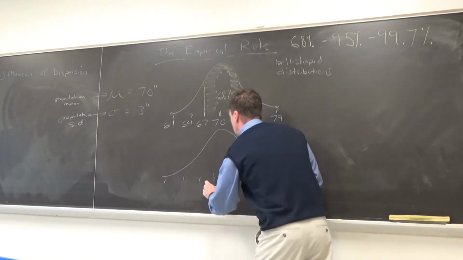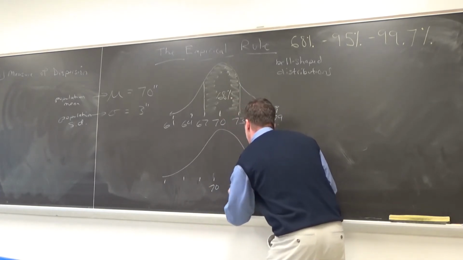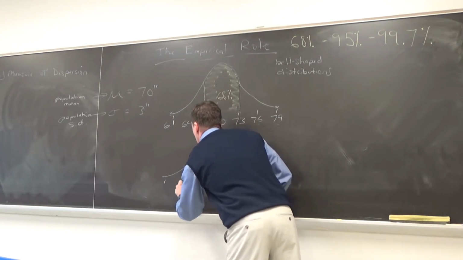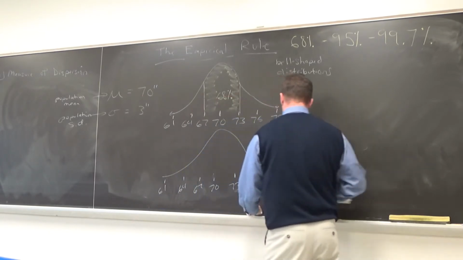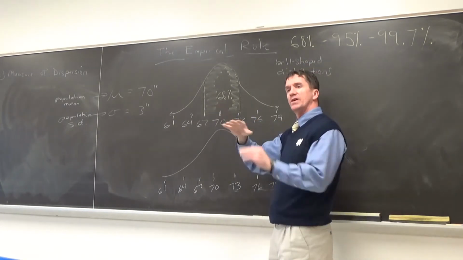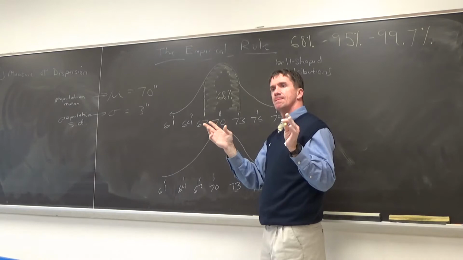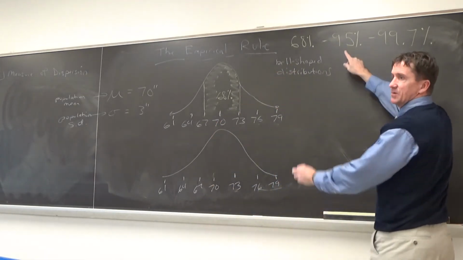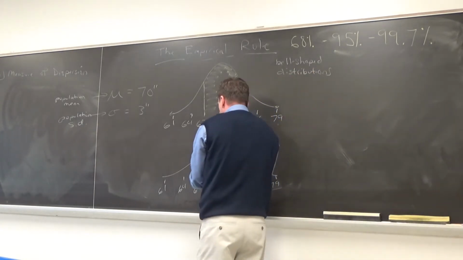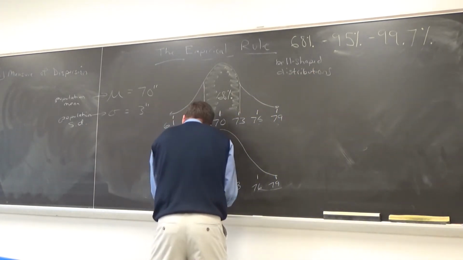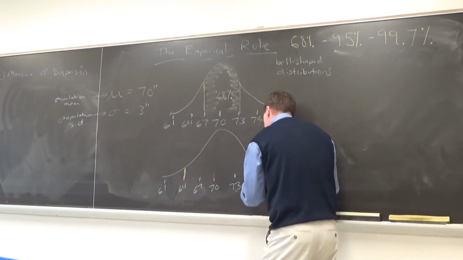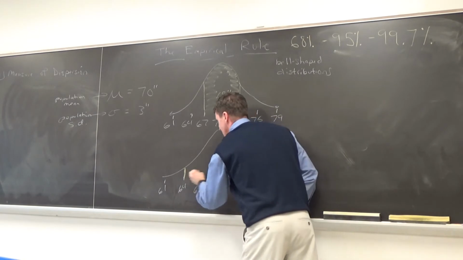There's my bell. I'm going to label it again. This was 70, this was 73, 76, 79, 67, 64, 61. And you recall 68% of data is within 1 standard deviation of the mean. Guess what this is dealing with? It's from the middle. It's from the mean. This time I'm going to go out 2 tick marks to the left, 2 tick marks to the right. From the middle, I'm going to shade.